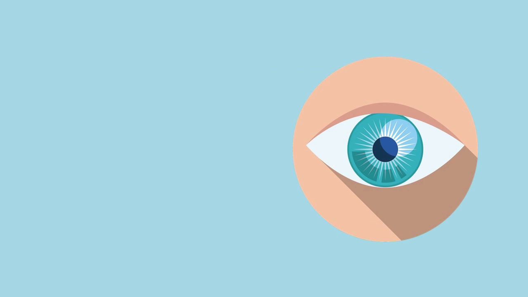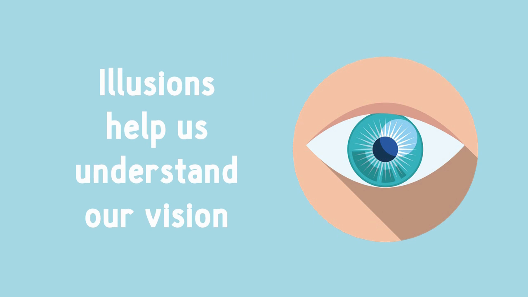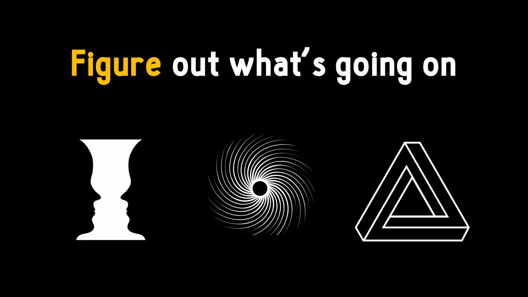Overall, these examples all show the importance of optical illusions in helping us understand our visual system. So, next time you see an illusion, try and figure out exactly what's going on.